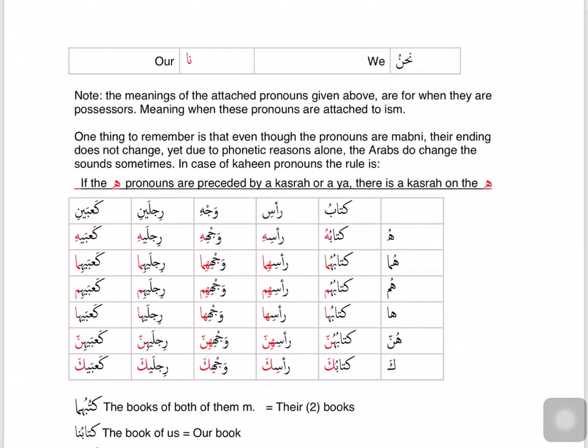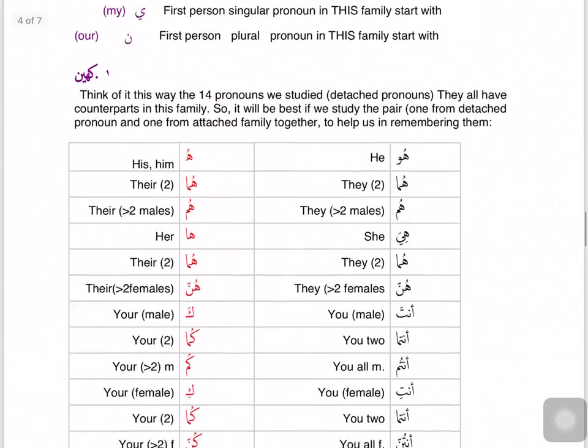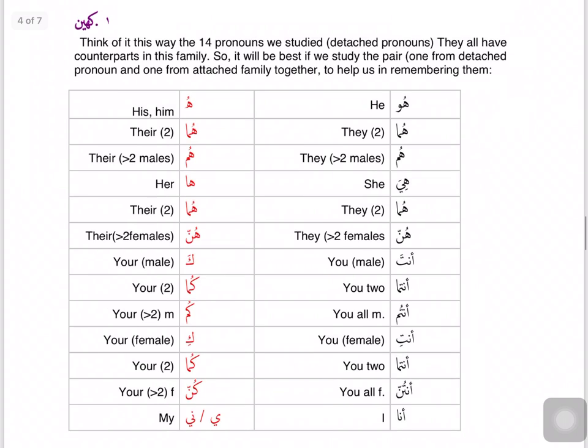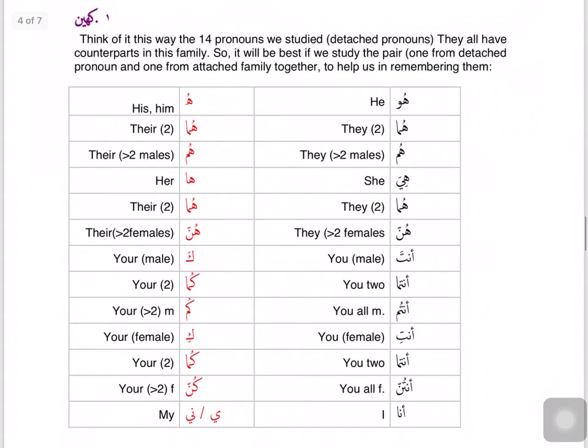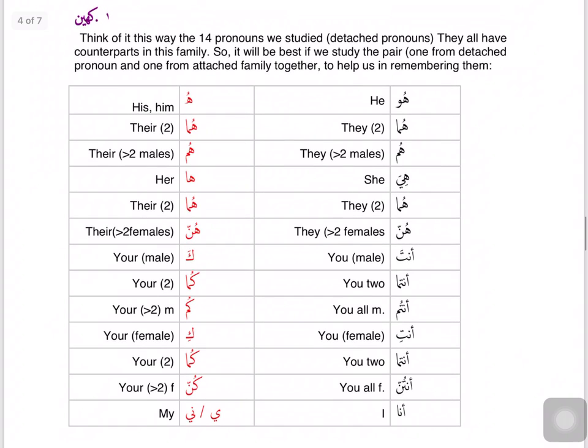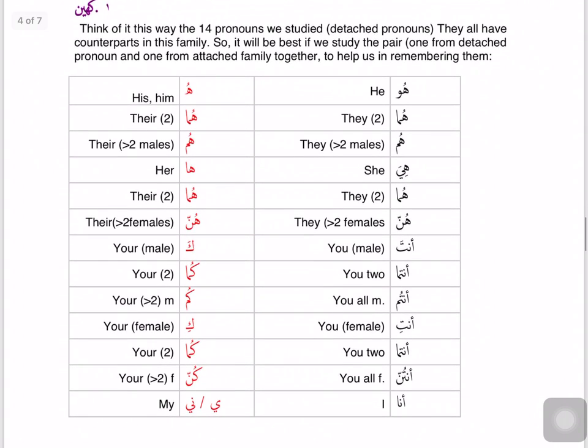Inshallah, this will take practice. So we take any mudaf and we try and attach these pronouns and we keep practicing. So we take, for instance, kitab and go down the list of all 14. Kitabuhu, kitabuhuma, kitabuhum. Kitabuha, kitabuhuma, kitabuhunna. Kitabuka, kitabukuma, kitabukum. Kitabuki, kitabukuma, kitabukunna.